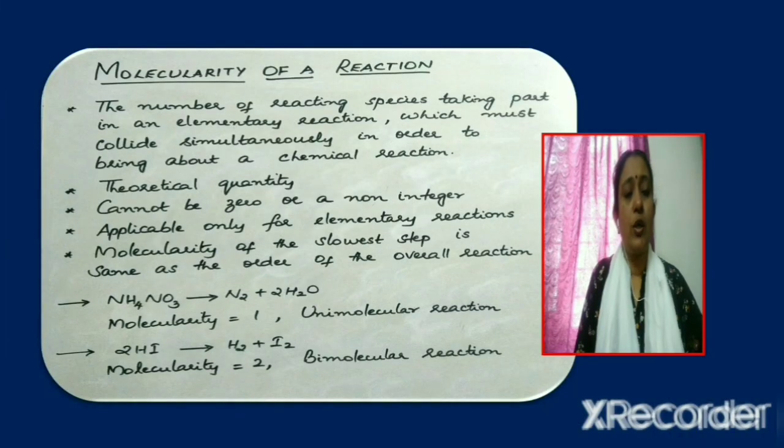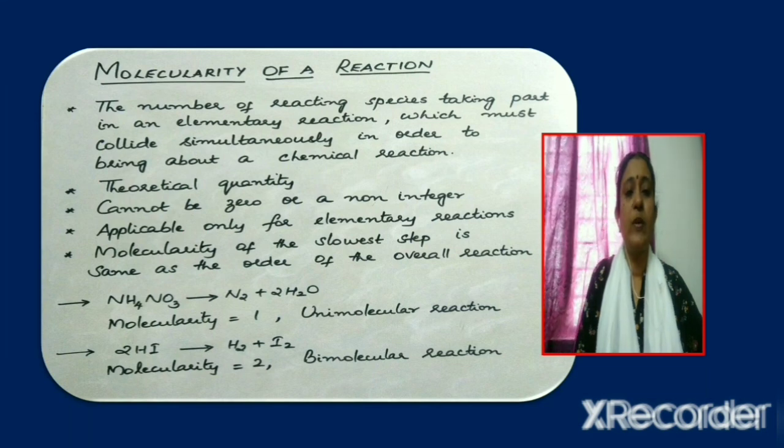We know that order of a reaction is defined as the sum of the powers of the concentration of the reactants in the rate law expression. Let us now see what is meant by molecularity of a reaction. Molecularity is defined as the number of reacting species taking part in an elementary reaction which must collide simultaneously in order to bring about a chemical reaction.